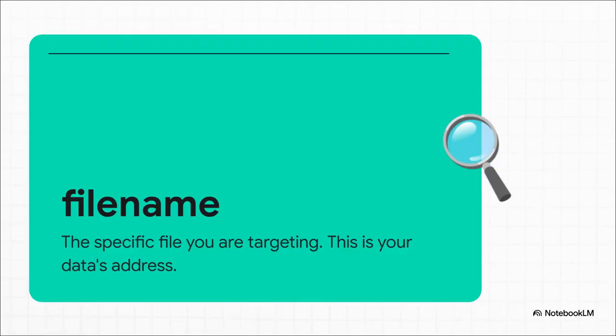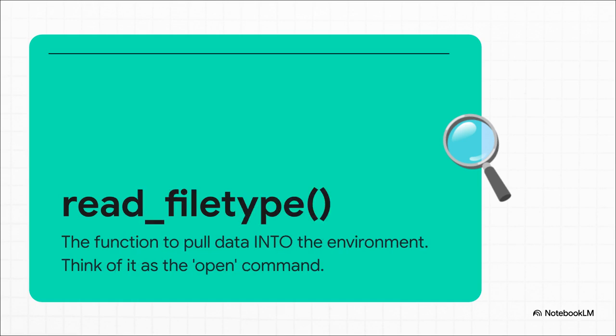Pillar number 1, the file name. It's super straightforward, but it is absolutely critical. Think of it like the street address for your data. You have to tell Pandas exactly which file you're talking about. Next up, Pillar 2 is the read_filetype function. This is your in-door. It's the command you use to pull data into your coding environment. Anytime you want to open a file and take a look, you're going to use one of these read_ functions.